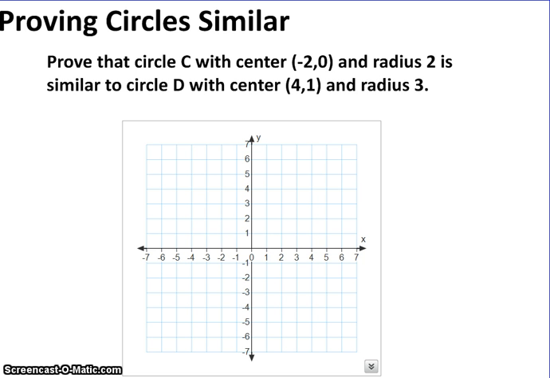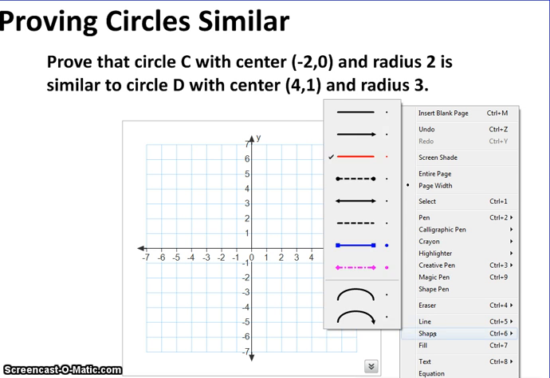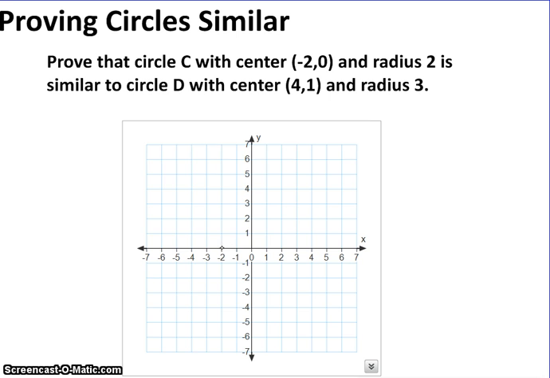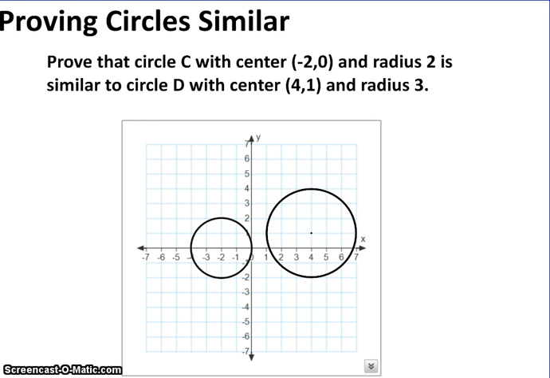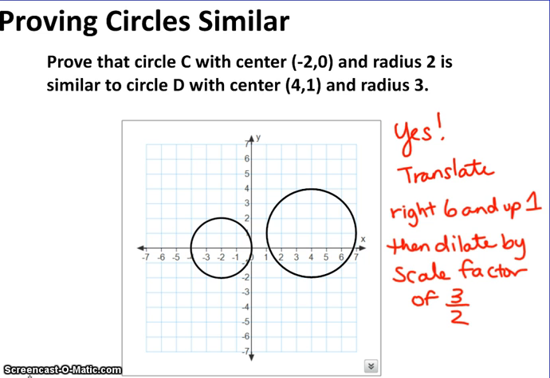alright, so let's do another circle. This time the center is going to be at negative 2, 0 and with a radius of 2. The circle at 4, 1 has a radius of 1, 2, 3. These are similar, okay? So in order to line up the centers from negative 2, 0 to 4, 1, I'd have to go to the right 6 and up 1, and then I would need to multiply by a scale factor of 3/2 because the original radius was 2, and 2 times 3/2 will give me 3. So that is your scale factor.